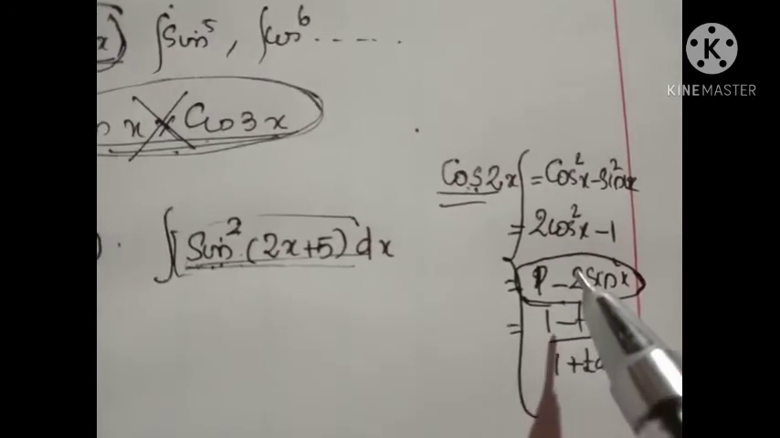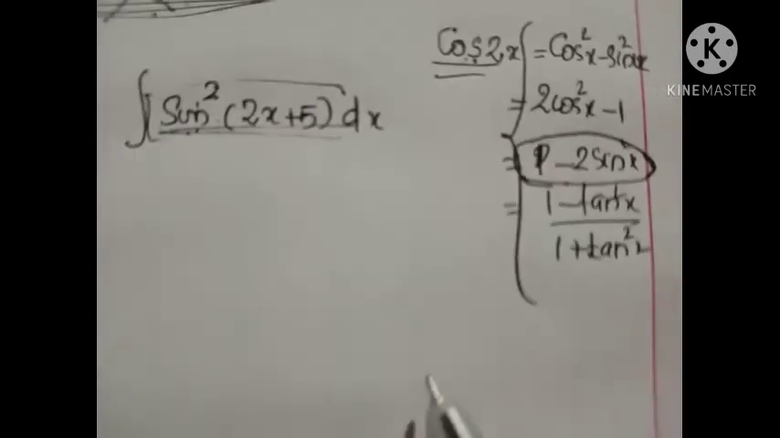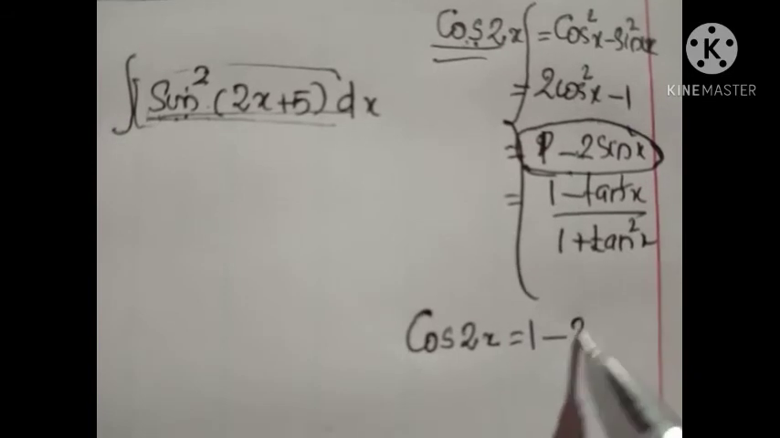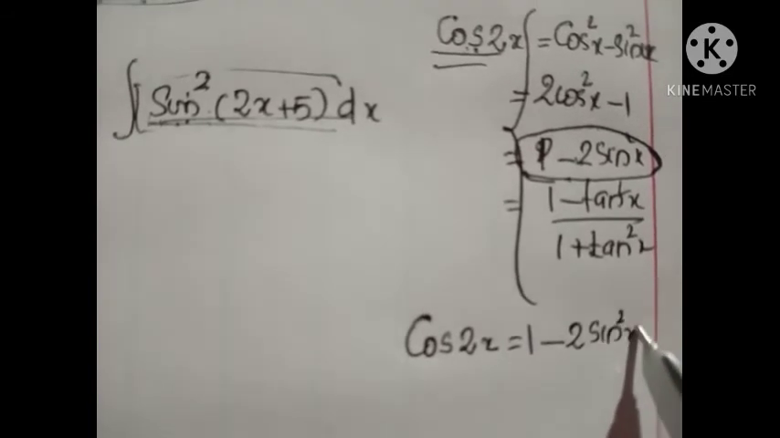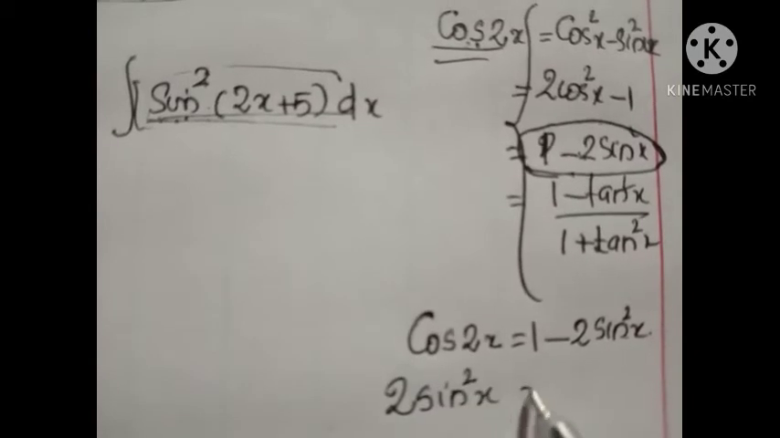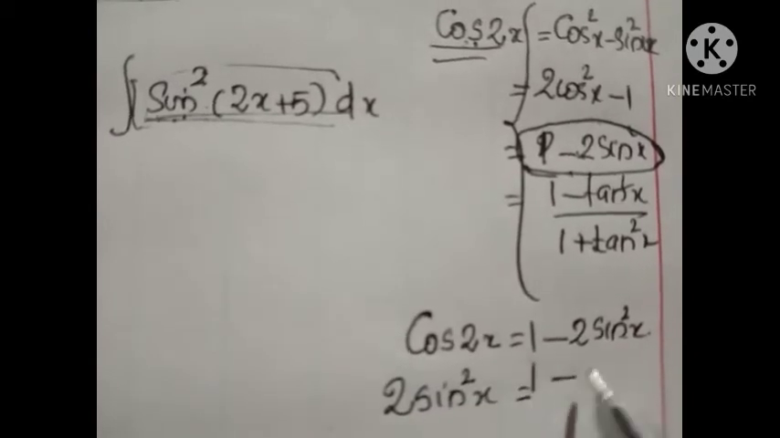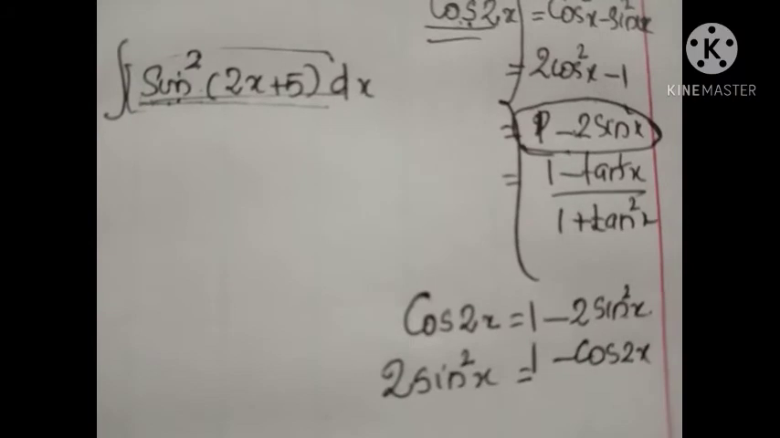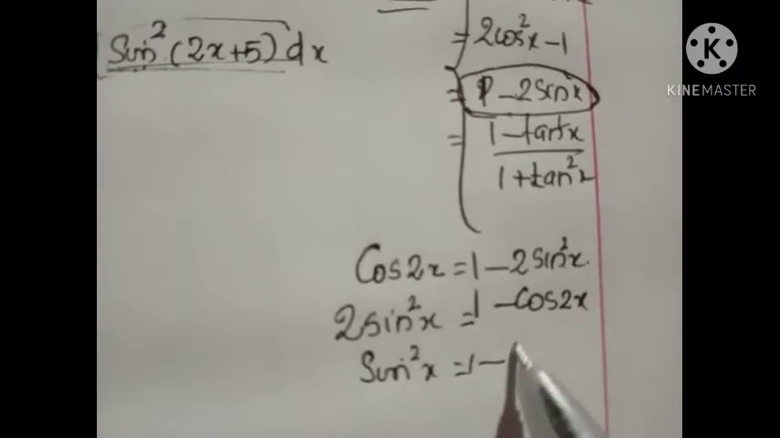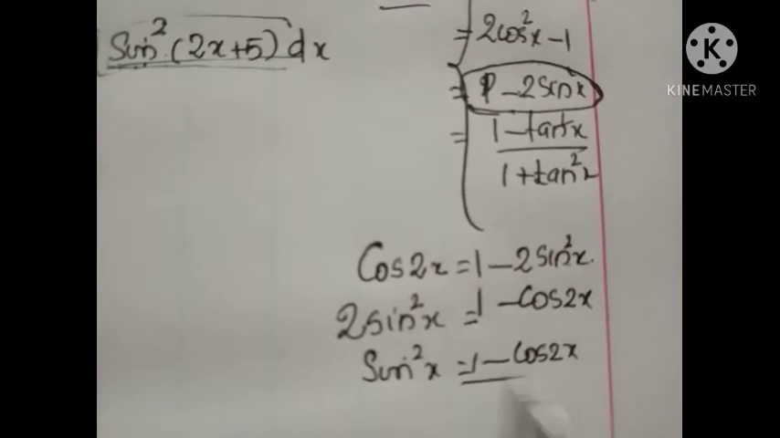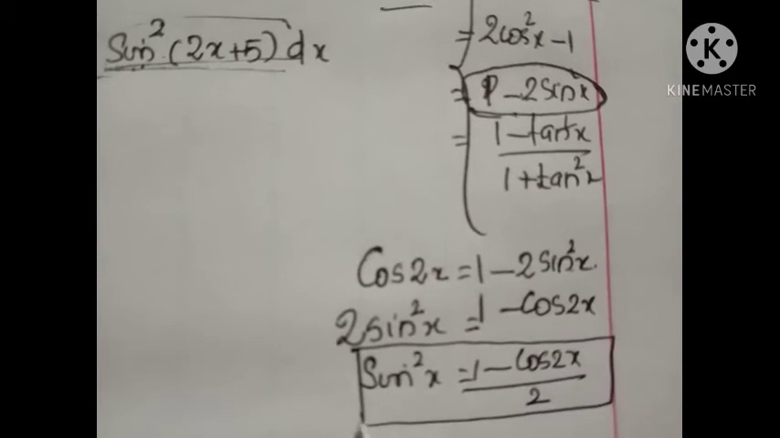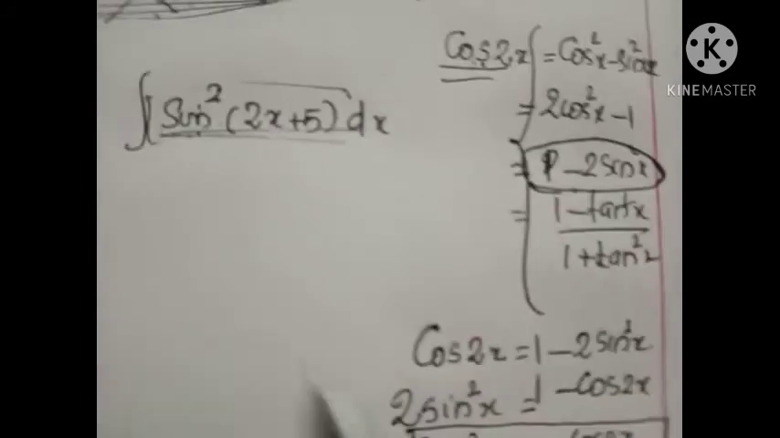Listen here, cos 2x equals 1 minus 2 sine square x, isn't it? So 2 sine square x equals 1 minus cos 2x, or sine square x equals (1 minus cos 2x) divided by 2. Sine square x can be written as (1 minus cos 2x) by 2.